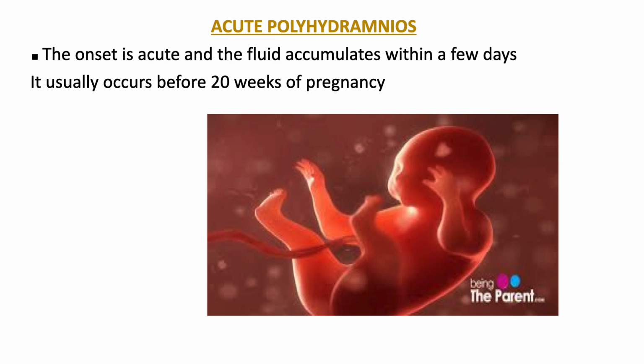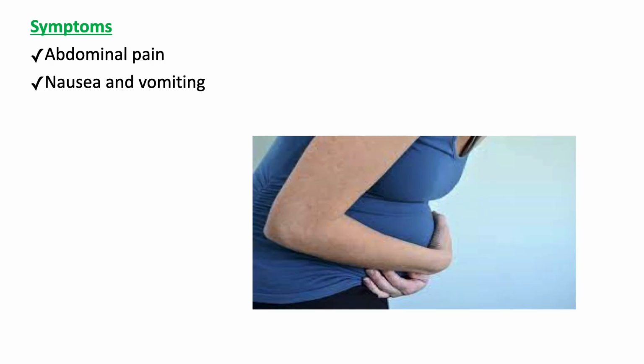Moving on to the next type, that is acute polyhydramnios. The onset is acute and the fluid accumulates within a few days. It usually occurs before 20 weeks of pregnancy. As we have already said, acute polyhydramnios is rare compared to chronic polyhydramnios. The symptoms which can be noted in acute polyhydramnios are acute abdominal pain, nausea and vomiting.